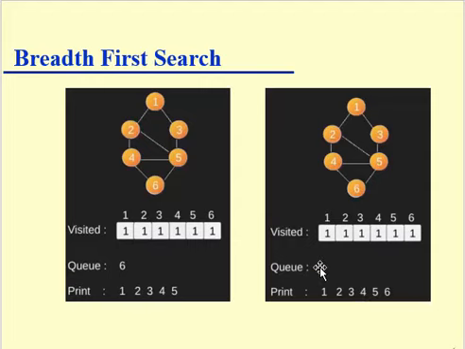Now there is no element in the queue. The queue is empty. So this is the output of your BFS. Just check now. Firstly you visited 1, then 2, 3, that means breadth-wise. Then 4, 5, and then your 6.